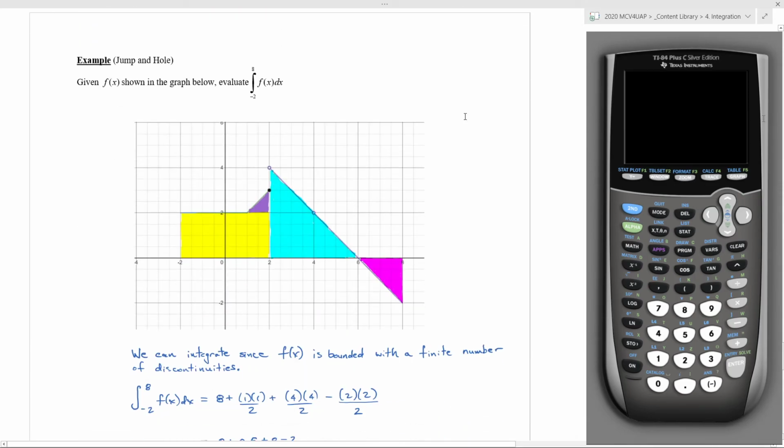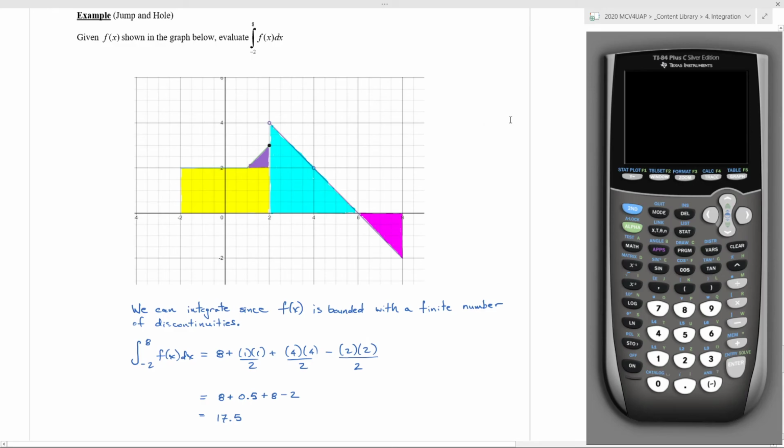So here's a few examples. The first one, I've colored in everything, but the first one was a function from -2 to 8, and we want to integrate that function. There's a hole at 2 and there's a jump at 2. But you can still integrate this function because it's bounded and it has a finite number of discontinuities. You just treat the function as if there were no discontinuities. So this one here we can integrate using geometry or shapes.